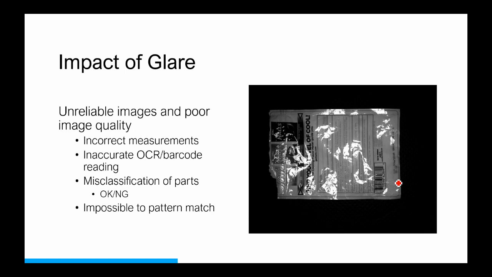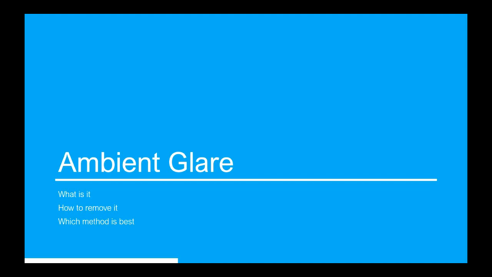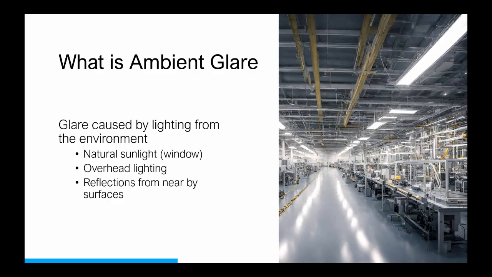So I'll talk about the two ways to remove it depending on which type it is, and we'll start with ambient glare. So what it is, how we're going to remove it, and which method works best. Ambient glare is glare caused by the environment, the light shining around our machine vision system.